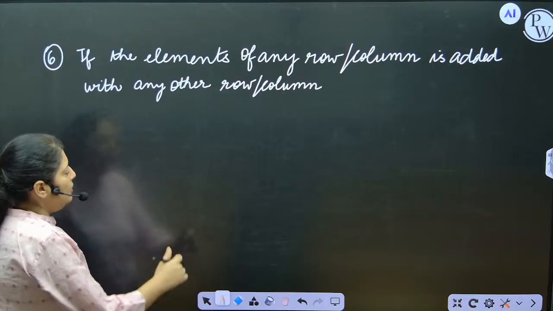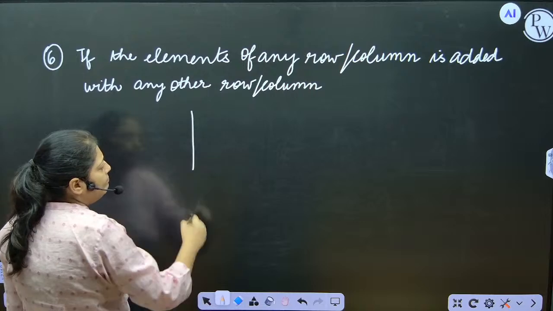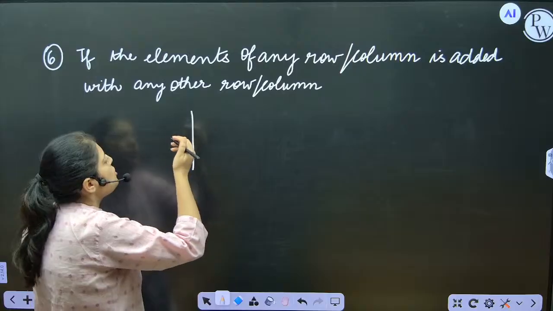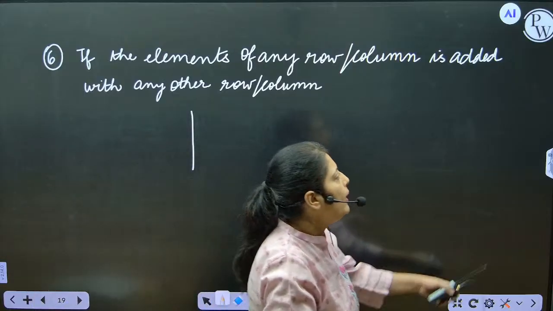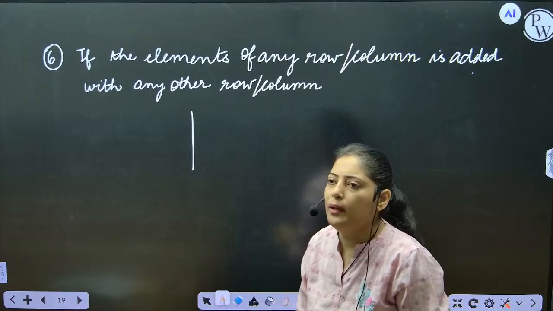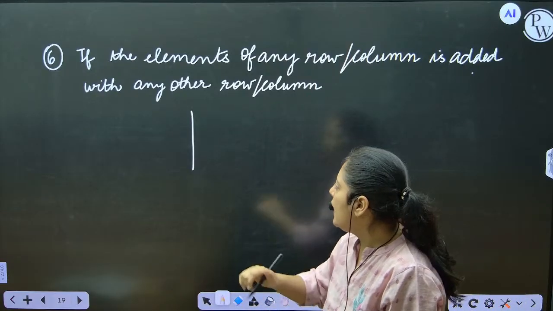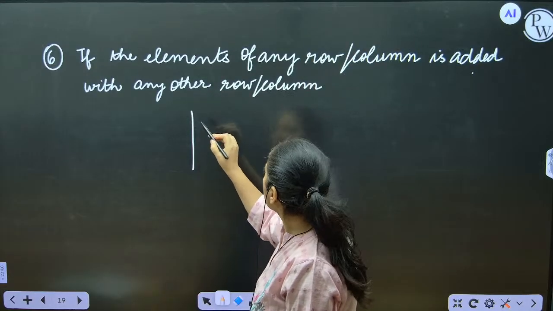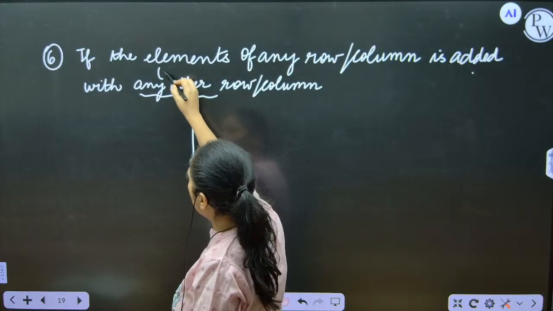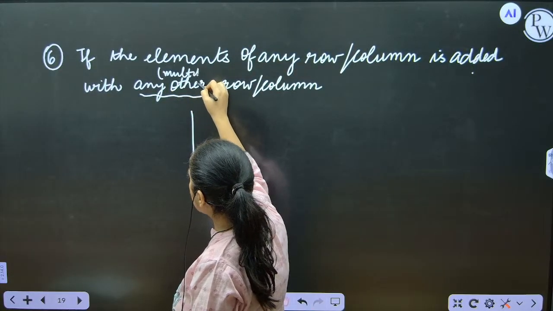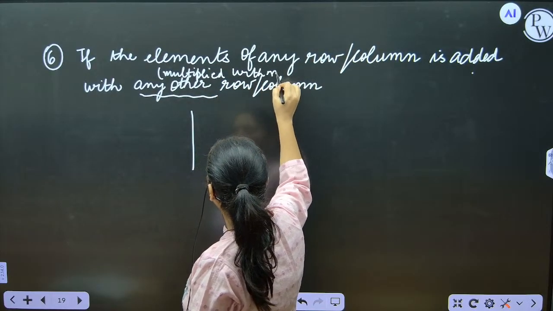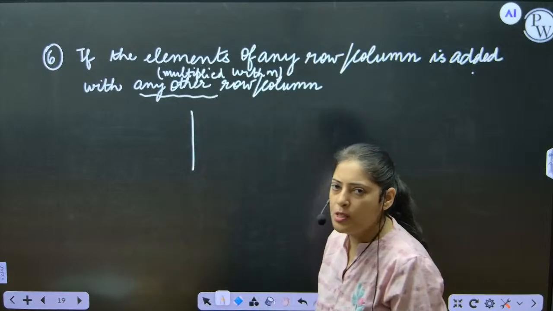Now what does it mean? Added or subtracted also we can do. Added means what? See, I'll tell you what it means. One more thing we can write here is, if any other row is getting multiplied with, suppose this other row I am multiplying with m also, then also this property is applicable.